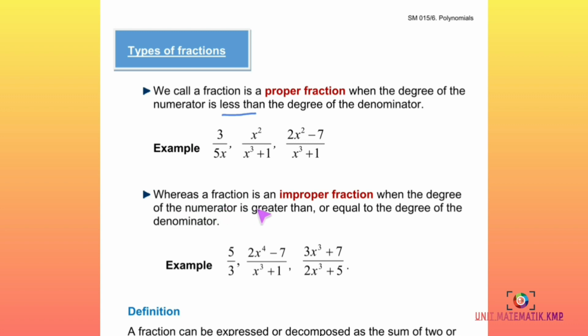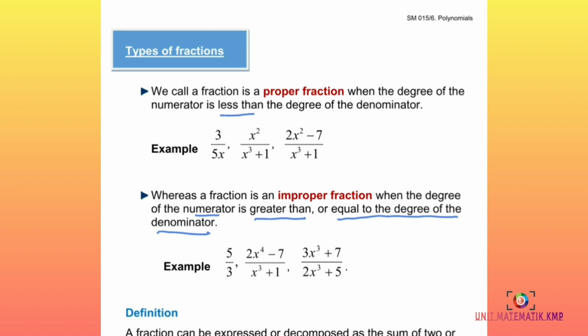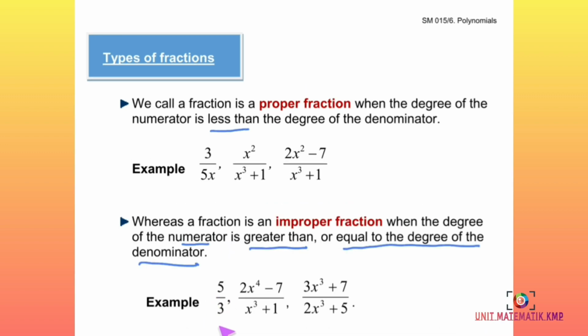Whereas, a fraction is an improper fraction when the degree of the numerator is greater than or equal to the degree of the denominator. For example, 5 over 3, 2x power 4 minus 7 over x power 3 plus 1, or 3x power 3 plus 7 over 2x power 3 plus 5.